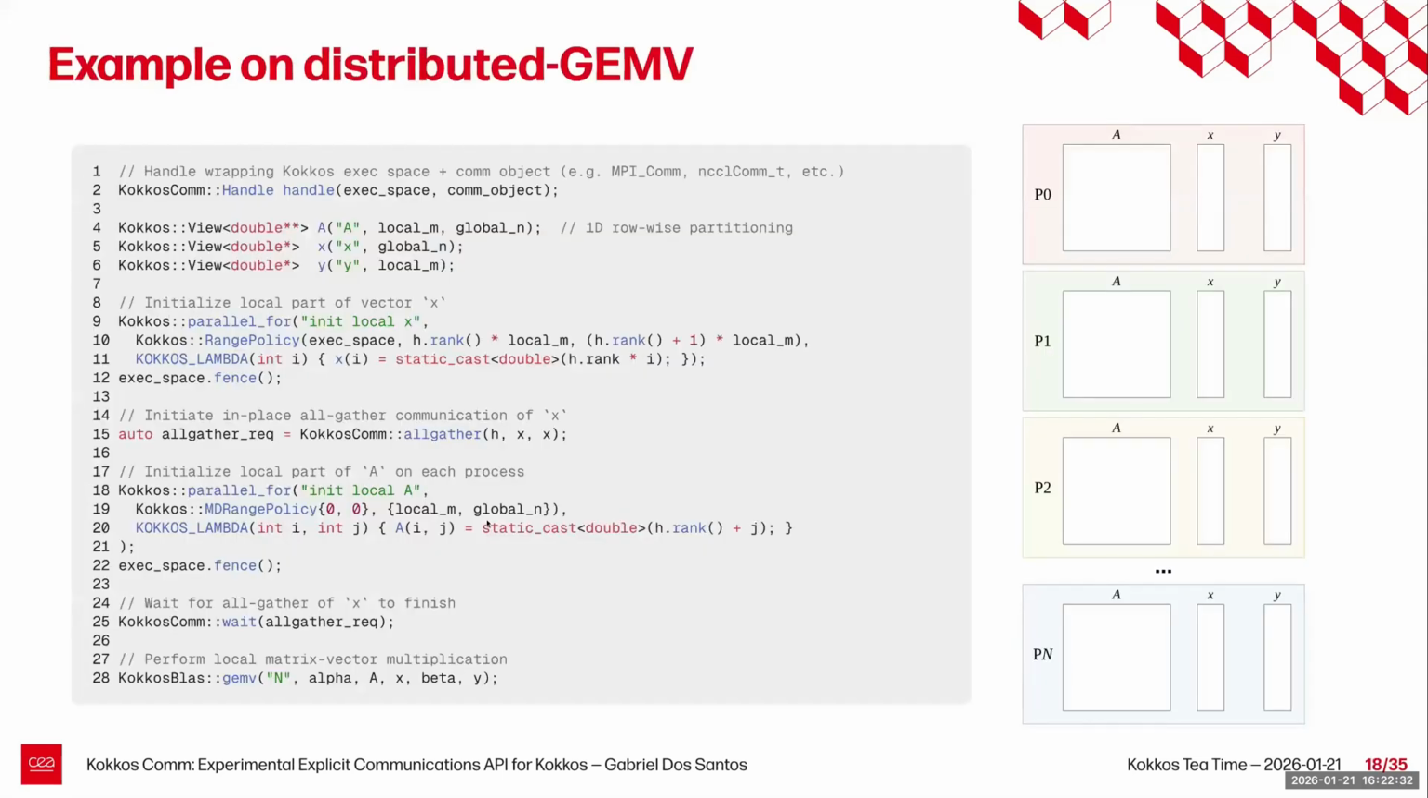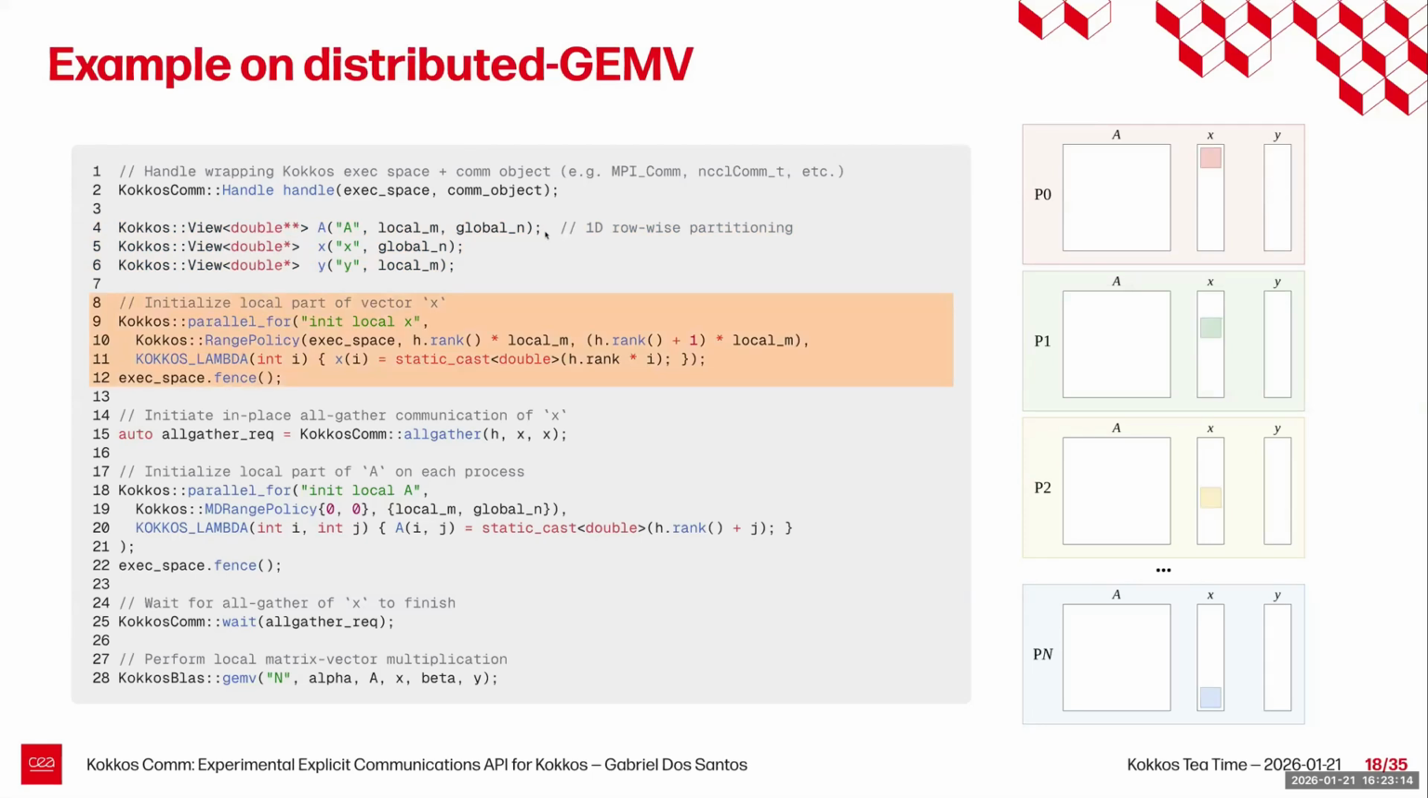So a quick example on how you would write a distributed matrix vector product. Here, I don't know if you can see my mouse, but we have a Kokkos Comm handle, which is an object that wraps a Kokkos execution space and a communicator object. So that would be an MPI comm or a NICCL comm object, for example. Then we have our data. Here, the A matrix is partitioned in a row-wise fashion, so each process has some rows of the A matrix.